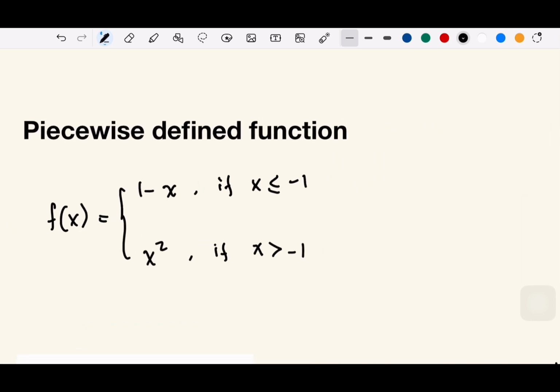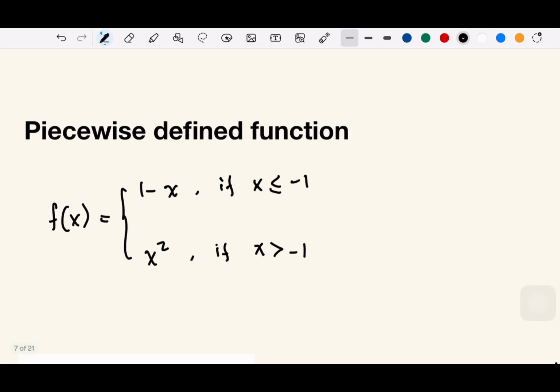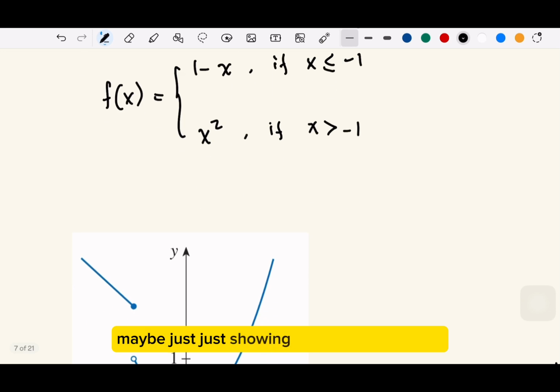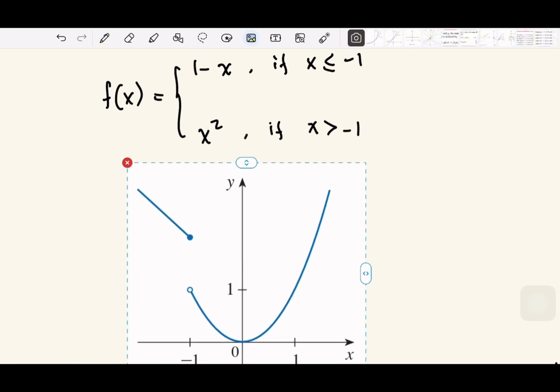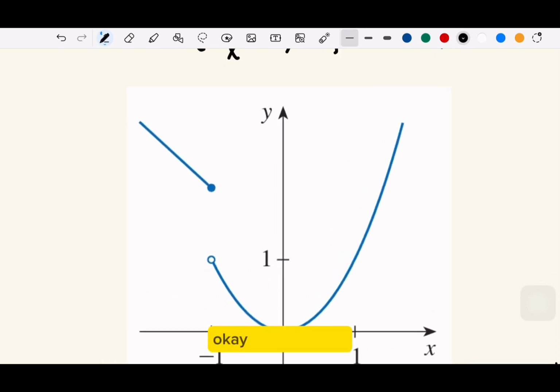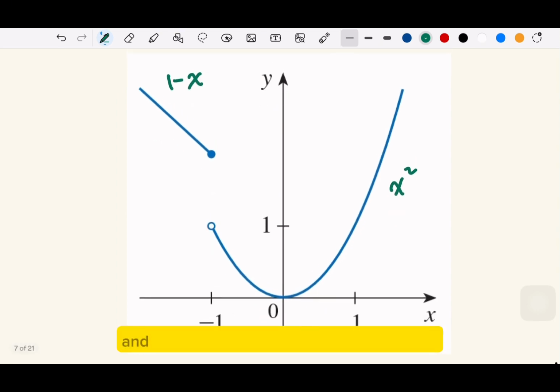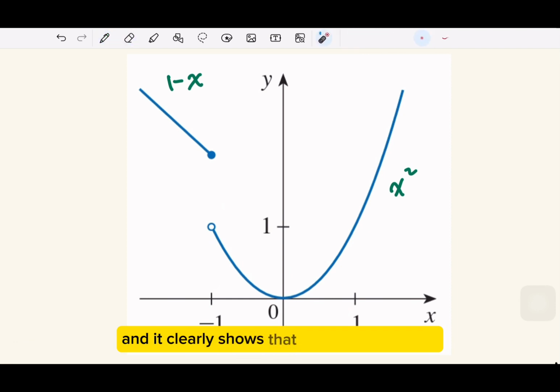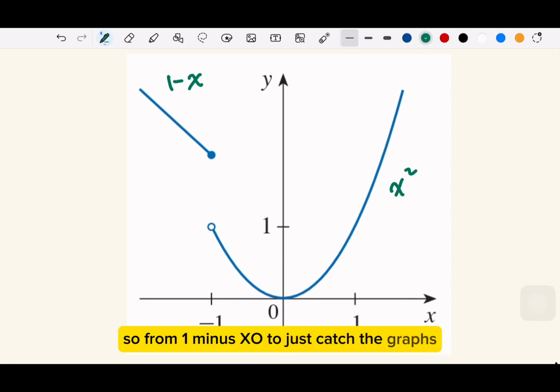Maybe just showing you the graph directly. Now we have this, the 1 minus x, and this is the x squared. And it clearly shows that the -1 here is the point where the graph is changing. So to sketch the graphs, you can start with just graphing 1 minus x as usual, and draw the x squared as usual. That way, you can erase later on and make sure you get the correct interval.